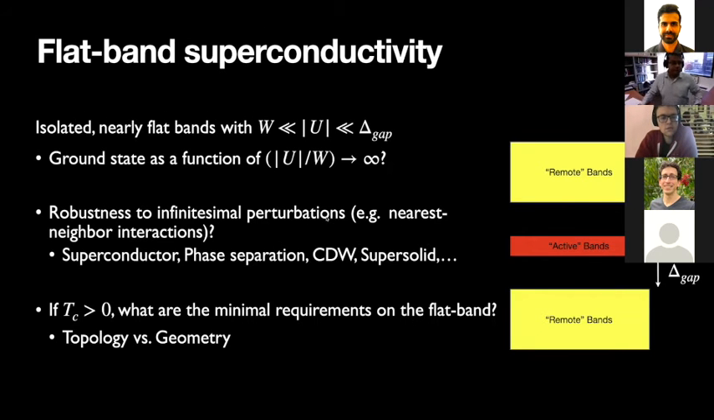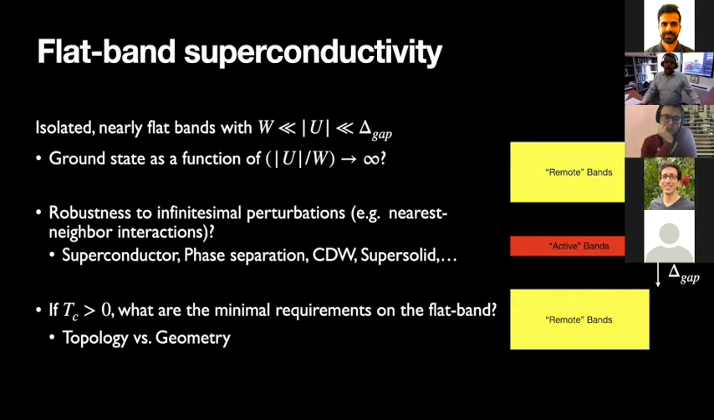So from here on, when I talk about flat band superconductivity, there's something very specific that I have in mind. What I'm imagining is a set of active bands, meaning these are the bands that I'm imagining partially filling up. So for instance, you could imagine these are the bands that everyone is excited about in TBG, which are well separated by an energy gap from all of the other bands, which are the remote bands. And I'm imagining that I've filled this band partially.